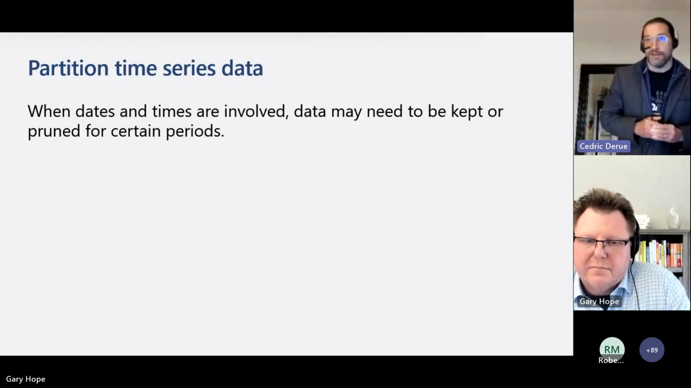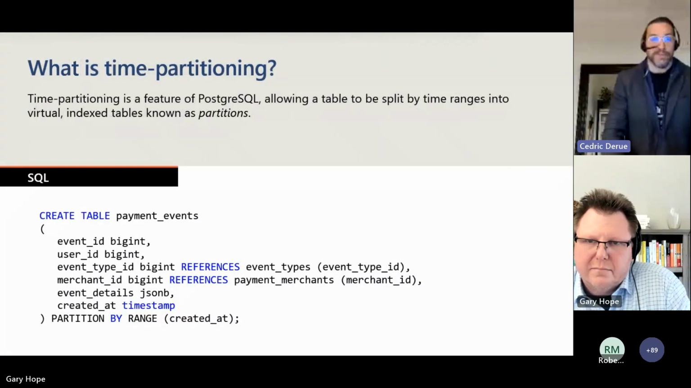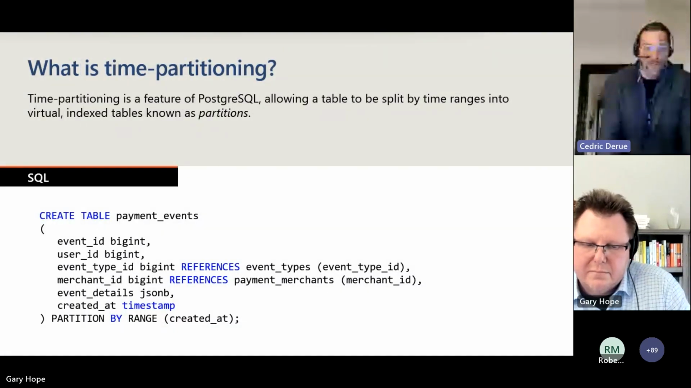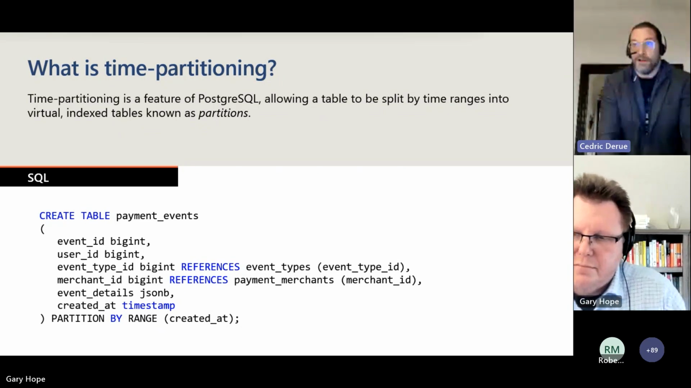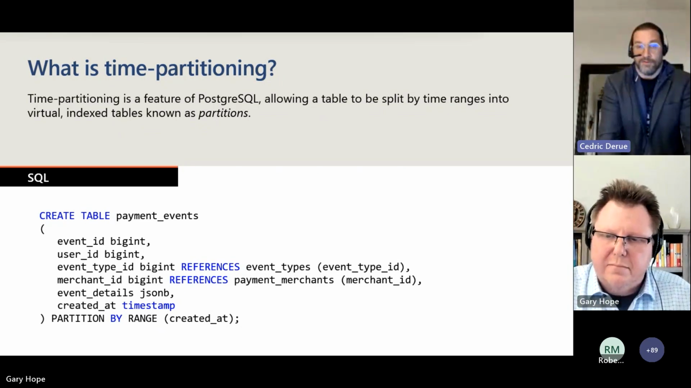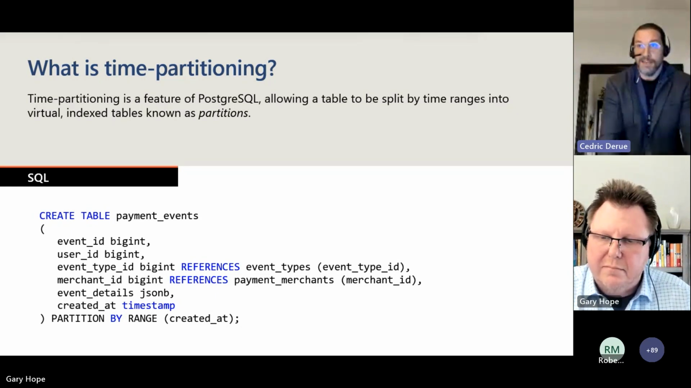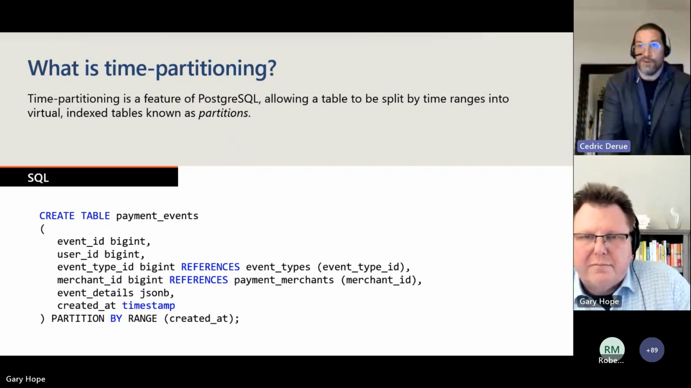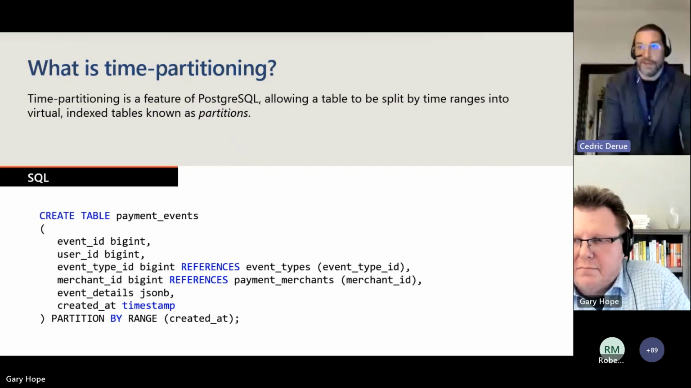Time partitioning is a feature of Postgres, allowing a table to be split by time ranges into virtual indexed tables known as partitions. When a table is created, the time partition is indicated by a PARTITION BY RANGE clause with the name of the column that serves as the partition key. The partitions need to be created in order for the system to use them. Individual partitions can also be dropped if the data is no longer needed.